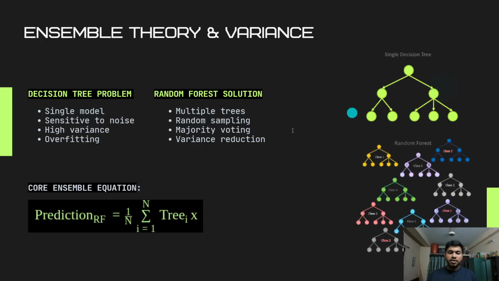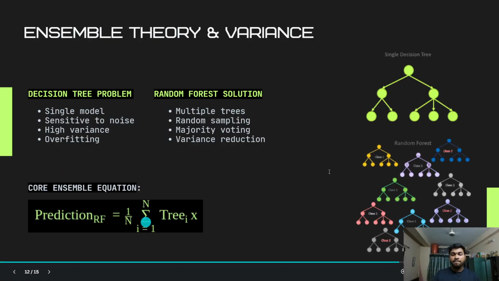So let's look at why random forest performs better. The problem of a decision tree is that it is a single model and sensitive to noise, with high variance and overfitting. But a random forest solves this problem using bootstrap sampling, feature randomness, and majority voting. Instead of relying on one tree, it combines predictions from many trees. This is the core ensemble equation used by the random forest.